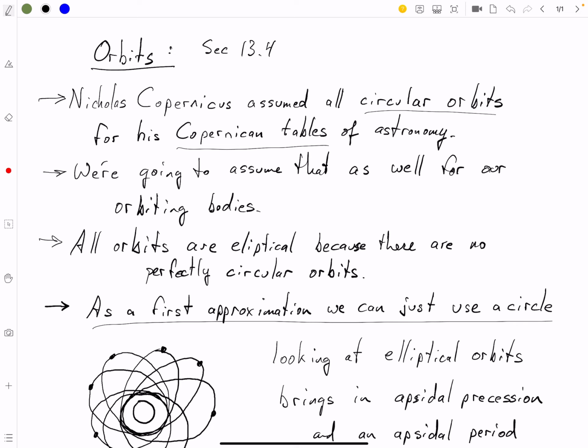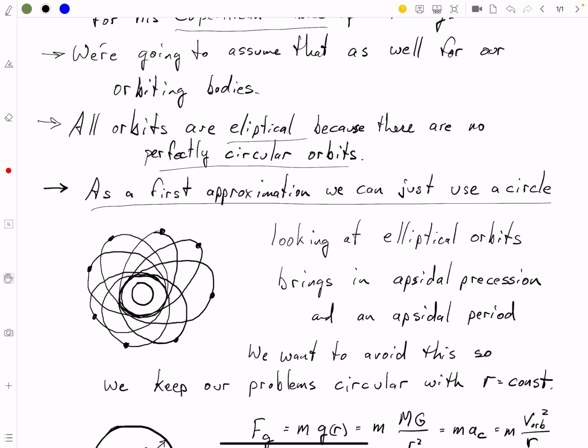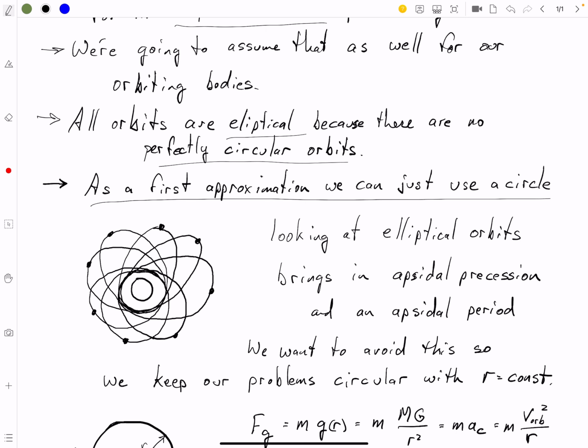And of course, all orbits are elliptical, right? To some degree or another. They have their elliptical eccentricity, they call it, because there's no such thing as a perfectly circular orbit, all right? But as a first approximation, using a circle works really well. And here's why. Here's what we're avoiding, okay?